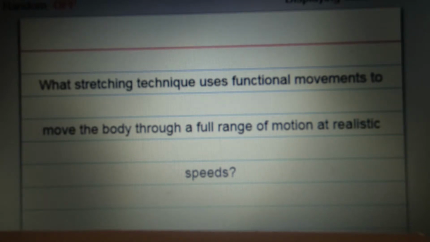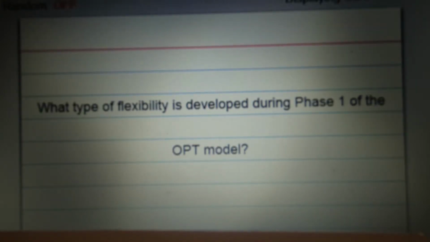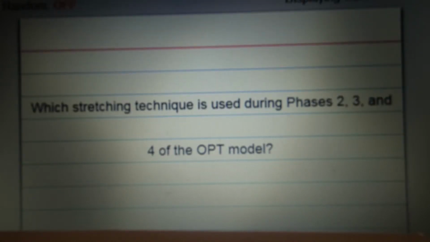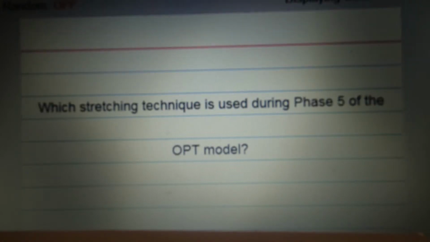What stretching technique uses functional movements to move the body through a full range of motion at realistic speeds? Dynamic stretching. What type of flexibility is developed during phase 1 of the OPT model? SMR and static stretching. Which stretching technique is used during phases 2, 3, and 4 of the OPT model? Active isolated stretching.